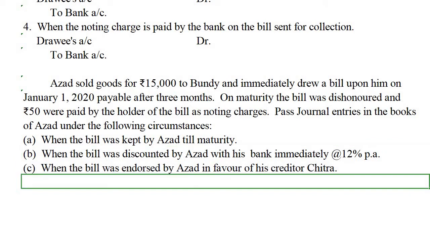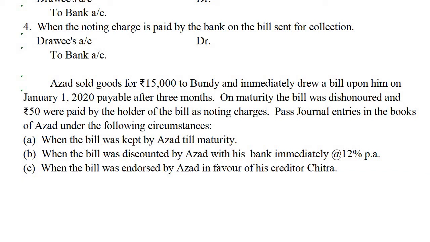So this is the question. Asad sold goods for rupees 15,000 to Bounty. That means Asad is the creditor, Bounty is the debtor. And immediately drew a bill upon him on January 1, 2020, payable after 3 months. So Asad sold goods to Bounty. So who drew the bill? Asad drew the bill, and that is accepted by Bounty, isn't it?